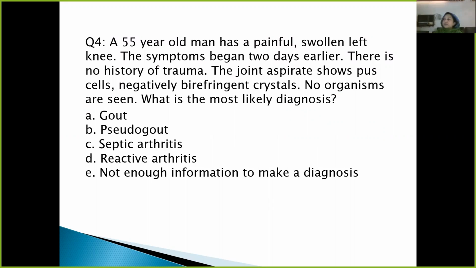The next question. A 55-year-old man has a painful swollen left knee. The symptoms began 2 days earlier. There is no history of trauma. Joint aspirate shows pus cells and negatively birefringent crystals. No organisms are seen. What is the most likely diagnosis?